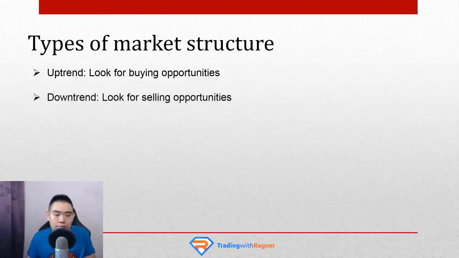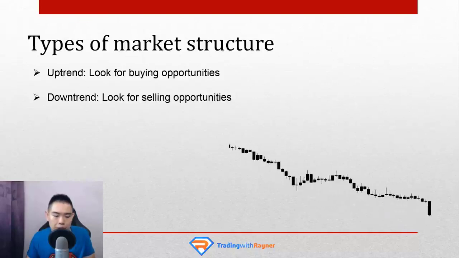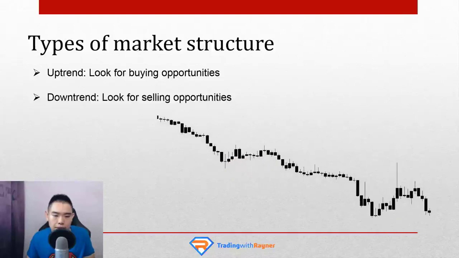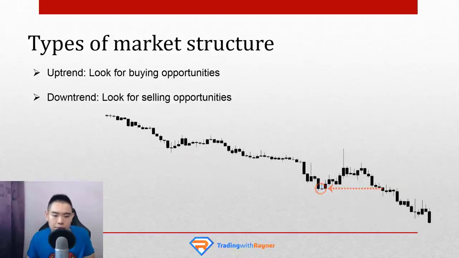Next one, downtrend. This is just the reverse. You want to look for selling opportunities. So downtrend, right, in essence, is a series of lower highs and lower lows. So market heads down lower, makes a pullback, heads down lower again, breaking below the previous low, makes a pullback, heads down lower, breaking the previous low. Sometimes it could consolidate and then break down lower, once again, breaking below the previous swing low. So if you look at it, you will notice a series of lower high, lower high, lower high, and lower low, lower low, lower low.